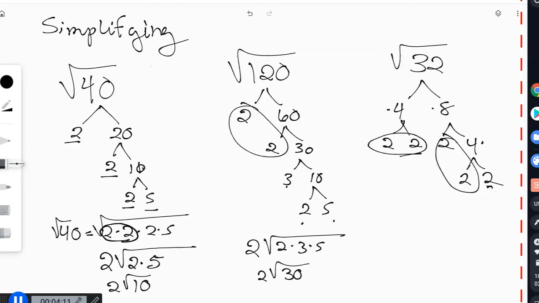32 is 2 times 2 times 2 times 2 times 2. Okay, so we had 2 sets of 2s that were able to come out. And then one 2 had to stay in. So the square root of 32 simplified is 4 root 2.